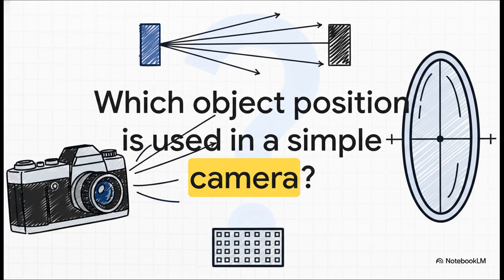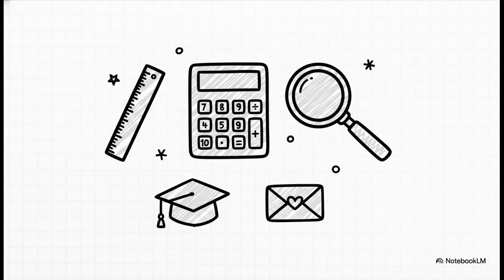We're pretty much at the end, but here's a final thought for you to chew on. A camera needs to form a real, inverted, and smaller image on its sensor. So based on everything we've just learned, where would you need to place an object in front of a convex lens to get that exact result? Give it some thought. And just like that, you've done it. You now have all the rules, the formulas, and the confidence to solve any lens problem. You are officially exam ready.